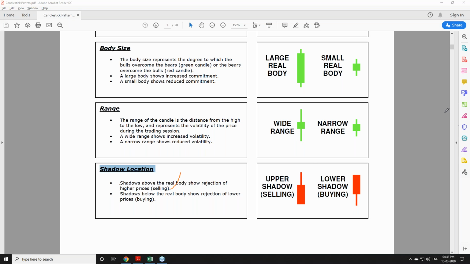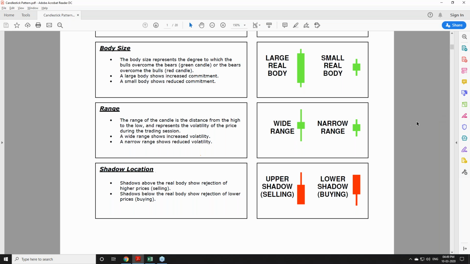Shadow above, for example, when you take this candle, open is here, high is here, and low and close are the same, because it went high till here, came down and closed here itself. Open, high, low and close. Let's elaborate a little bit.